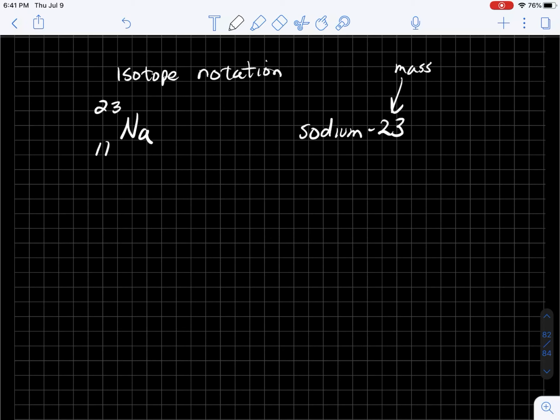So on a test, what they would ask you is, all right, which element is it? And obviously, it's sodium. We could look up Na on the periodic table. But then they'll ask you, hey, what is the number of protons? Well, the number of protons is equal to the atomic number, which is in the lower left. Then they ask you the number of neutrons. Well, neutrons are the total mass minus the protons, so we would have 12 neutrons. And then they'll ask you for the number of electrons. And if there's no charge, that means it's neutral, so it has the same exact number as the protons.